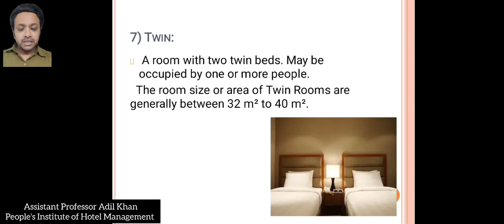Our seventh room is twin room. A twin room with two twin beds may be occupied by one or more people. The room size or area of twin rooms is generally between 32 square meters to 40 square meters.